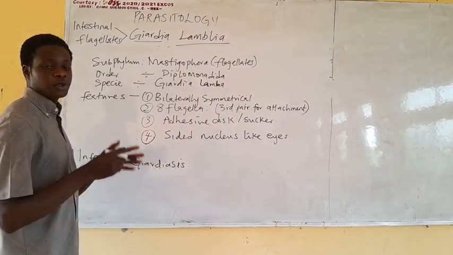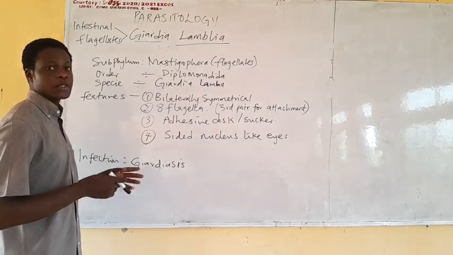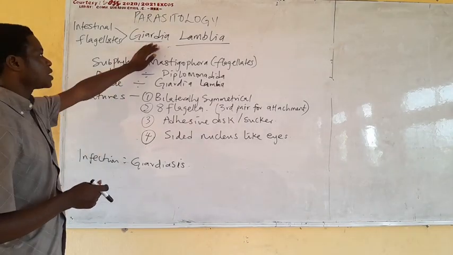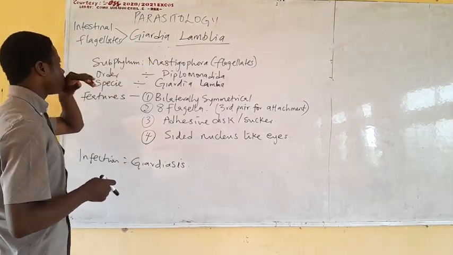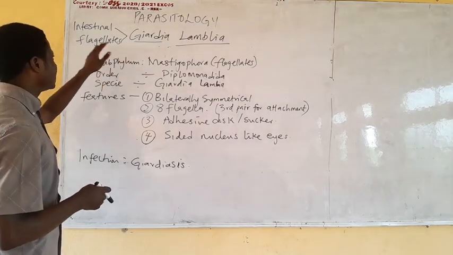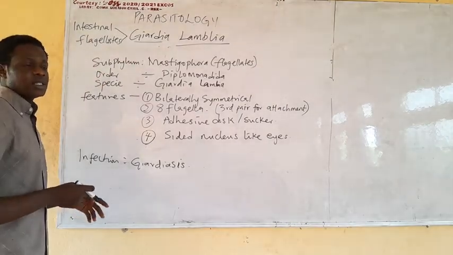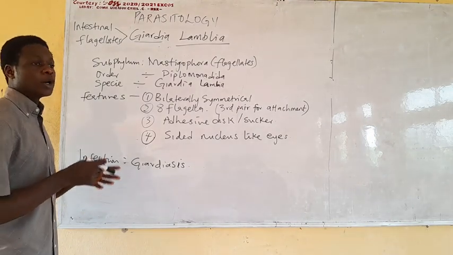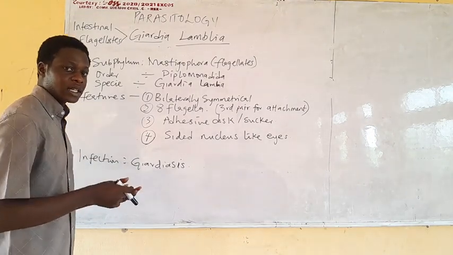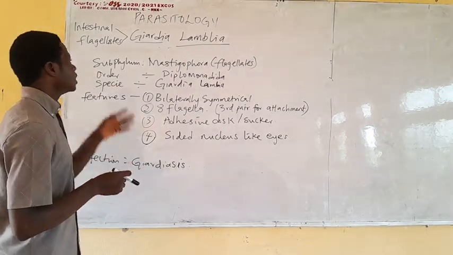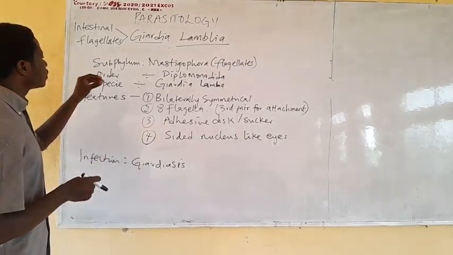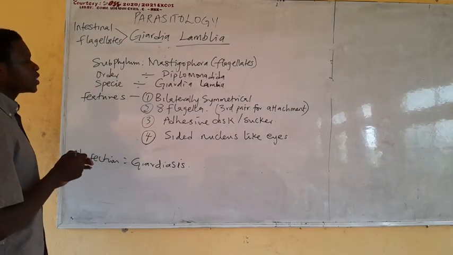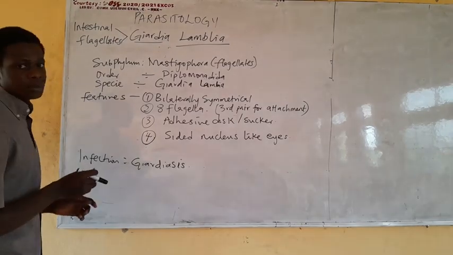We are still under the protozoa parasites, so we are going to be treating specifically the parasite known as Giardia lamblia. Giardia lamblia is an intestinal flagellate, an organism that moves by flagella and exists in the intestine. So we are going to be listing the classification of Giardia lamblia.